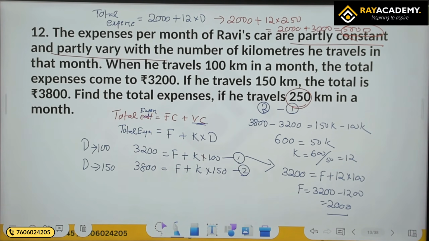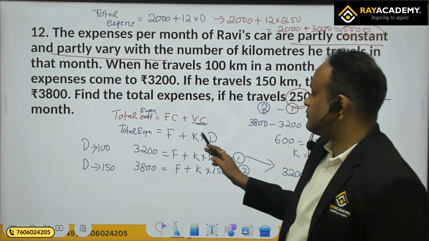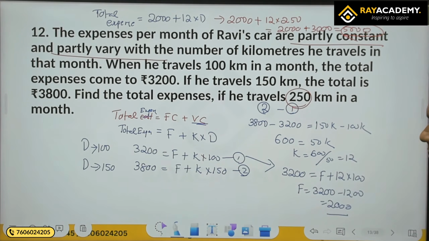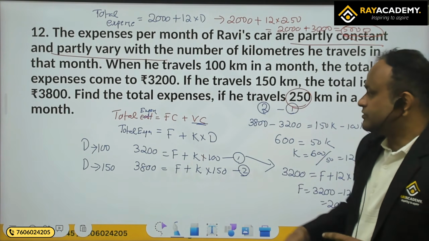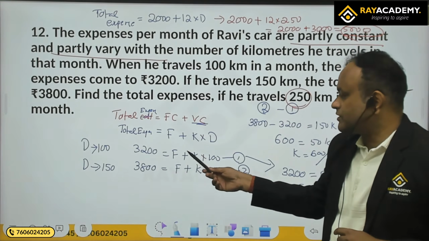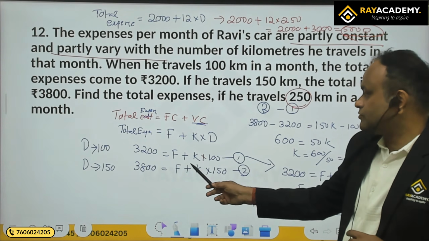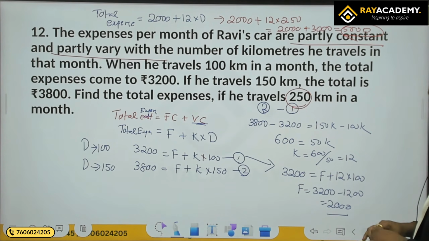Before erasing this, let me revisit. Total expense is fixed cost plus variable cost. Fixed cost we take as F. Variable cost is dependent on the distance traveled, so we take K into D. K is any kind of constant. So when D is 100, 3200 equals F plus K into 100. When D equals 150, 3800 is F plus K into 150. Solving these two equations, we get the value of K as 12.